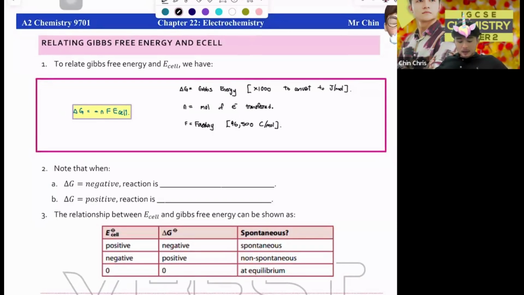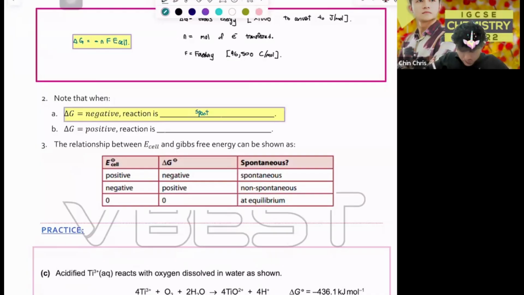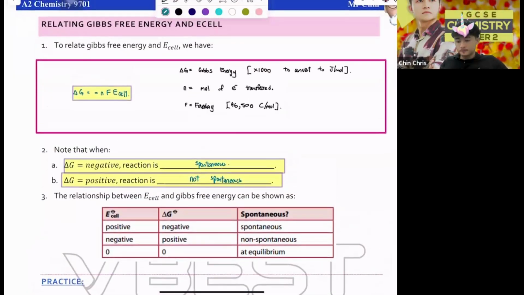Alright, guys, next. Let's say if your delta G is negative, the reaction is spontaneous, right? If delta G is positive, not spontaneous. Faraday, not Friday. Faraday constant.